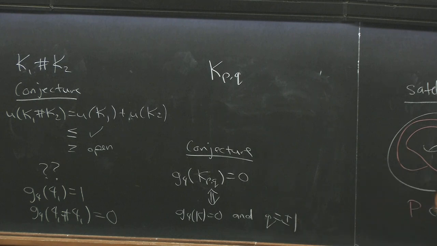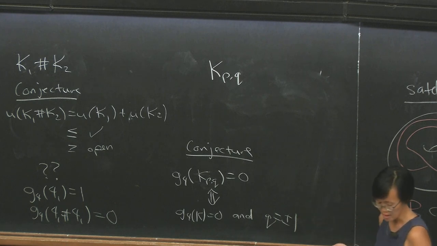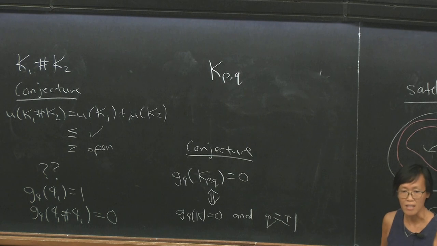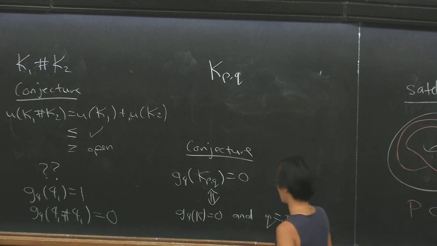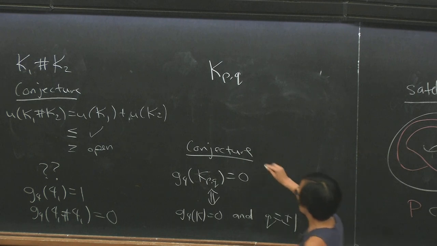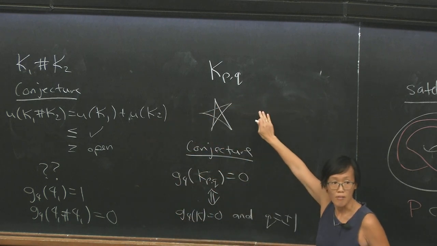There's some recent evidence for why you might believe this. Recently, Dai, Kang, Malik, Park, and Stoffregen proved that the 2-1 cable of the figure 8 knot is not slice. And so maybe that's strong evidence for why you might believe this conjecture. But anyway, what I want to talk about today is right here. I want to talk about the unknotting number of cables.